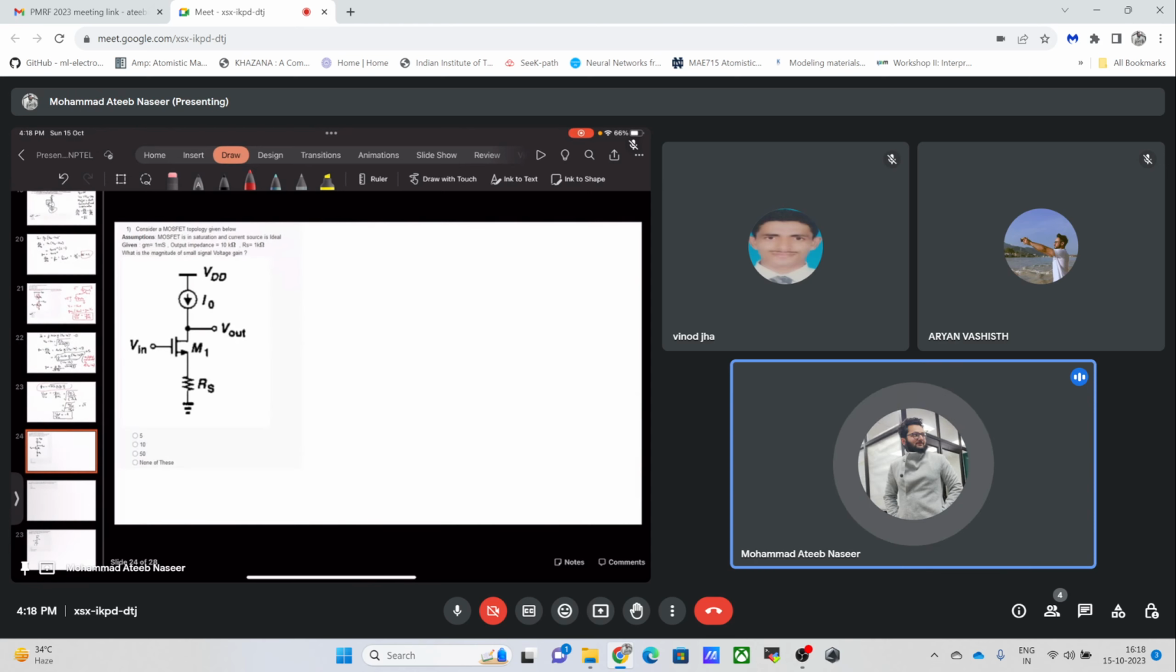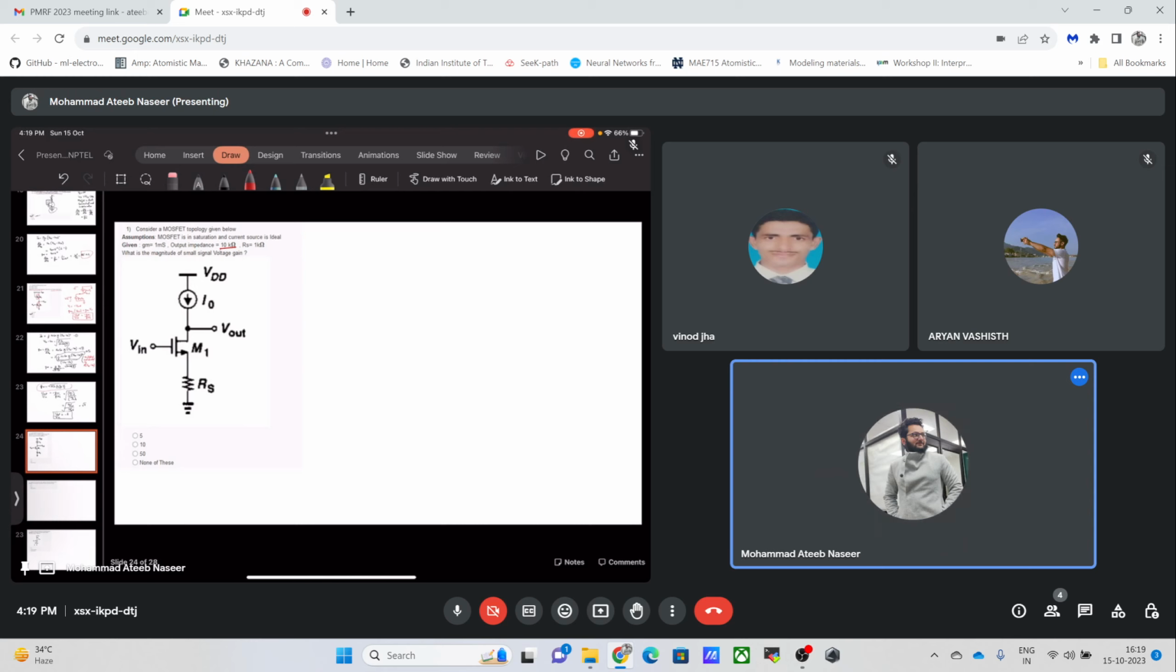Okay, now we have this MOSFET topology which is given, and it has been said that the MOSFET is in saturation and the current source is ideal, and we have been given that gm is equal to 1 millisiemens. The output impedance is 10 kilo ohms, and RS is 1 kilo ohm. So what is the magnitude of the small signal voltage gain?